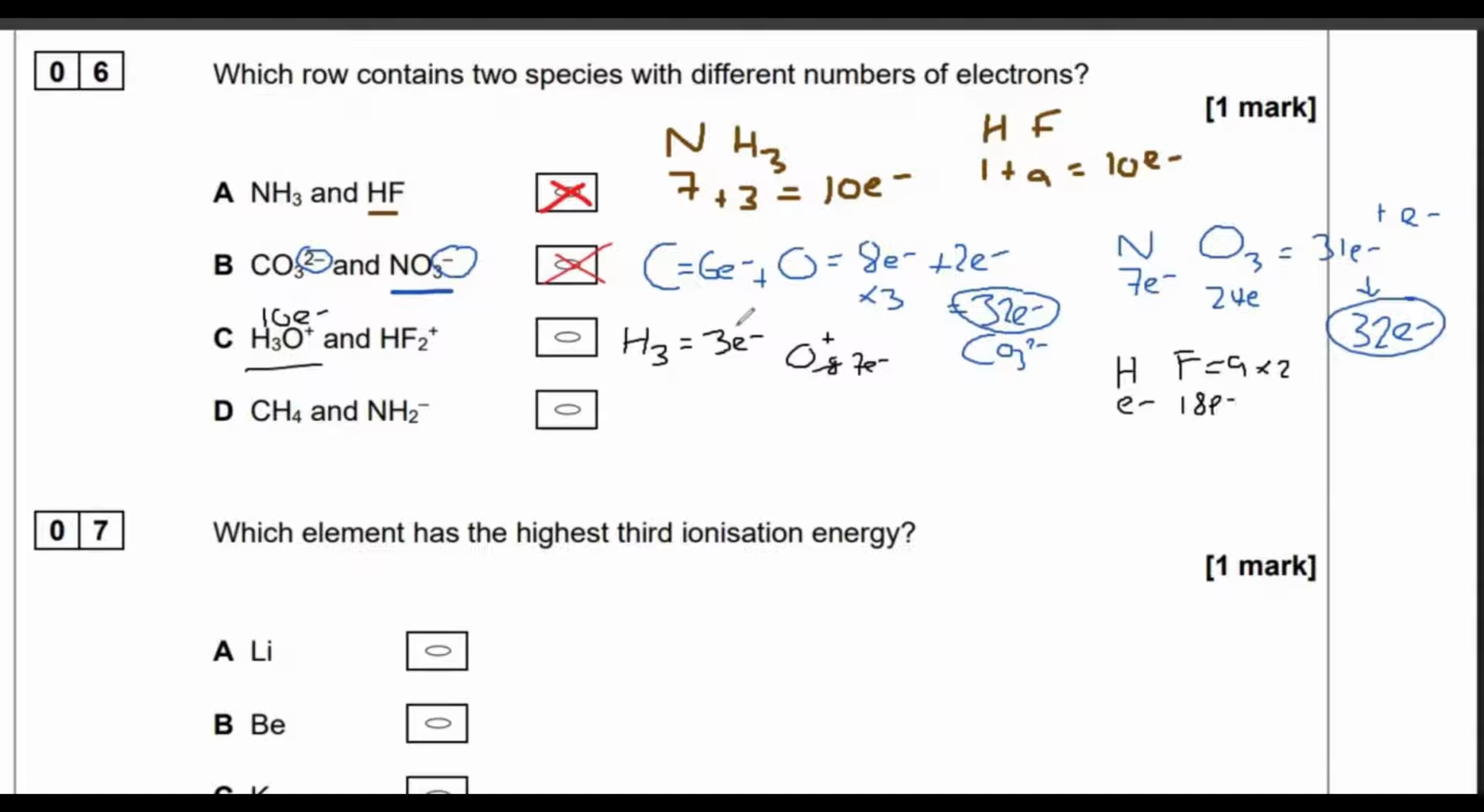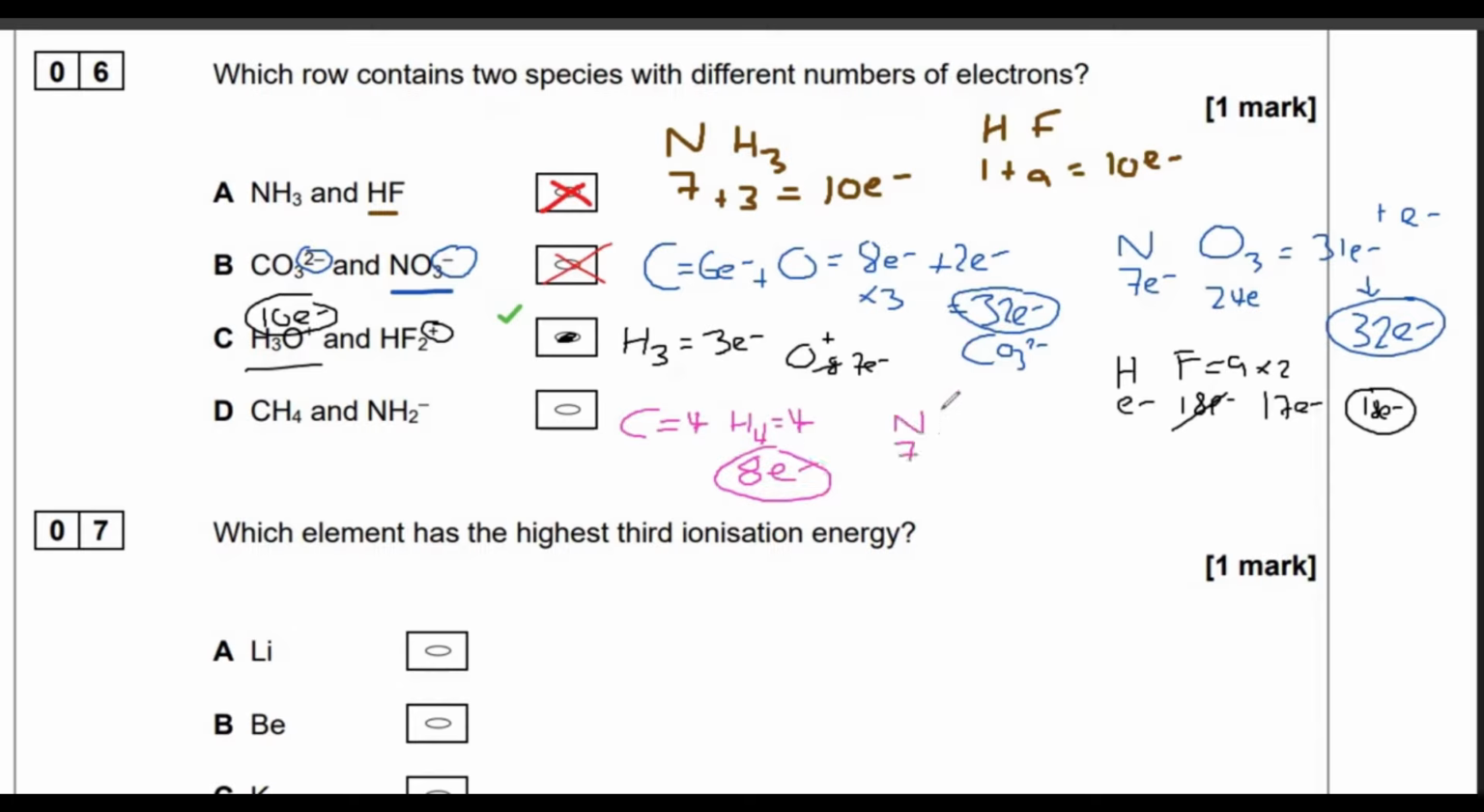Let's check out HF2 plus. So HF2 plus is 2 9s are 18 for the fluorine, and one for the hydrogen is 19, but it's got a plus charge, so it's got 18 overall. So yeah, that's definitely the right answer, because one of them's got 10 electrons, one's got 18 electrons. So yeah. Let's just check this last one out to make sure.